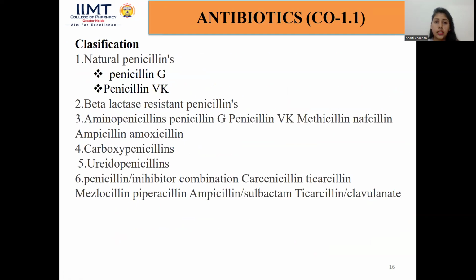If we talk about the classification, it is divided into: first, natural penicillin, penicillin G and penicillin V, which are the only penicillins that fall under this class. Second, beta-lactamase resistant penicillin, aminopenicillin, carboxypenicillin, ureidopenicillin, and penicillin-inhibitor combination, ticarcillin and piperacillin.